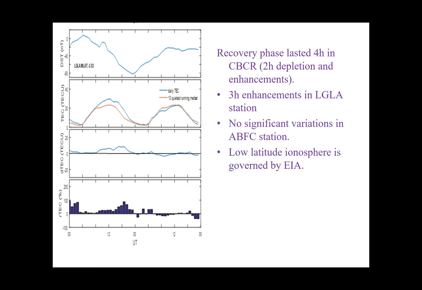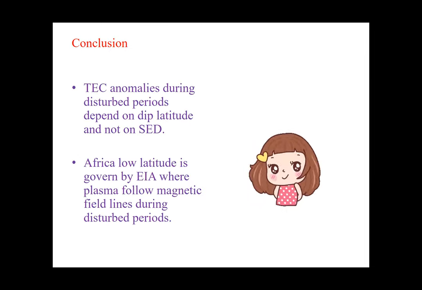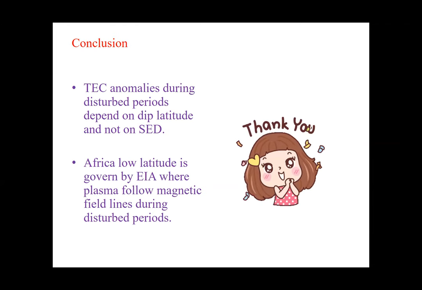So the key findings show that the low latitude ionosphere responds to the thermospheric expansion, that is the EIA, the equatorial ionospheric anomaly, which also basically governs the low latitude ionosphere of the African sector during the storm. So in conclusion, we say that the TEC anomalies during the disturbance periods depend on the latitude, showing the fountain effects, and not basically on the storm enhanced density. And also the African low latitude, like I stated, is governed by the EIA, where the plasma follows the magnetic field lines during the disturbance.